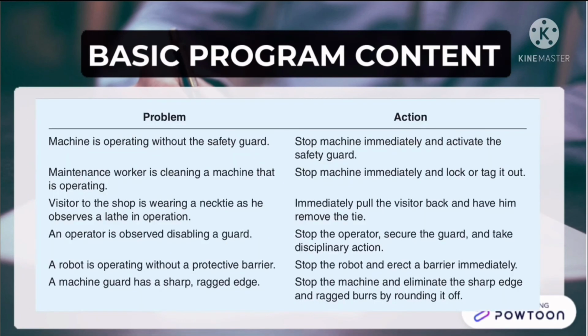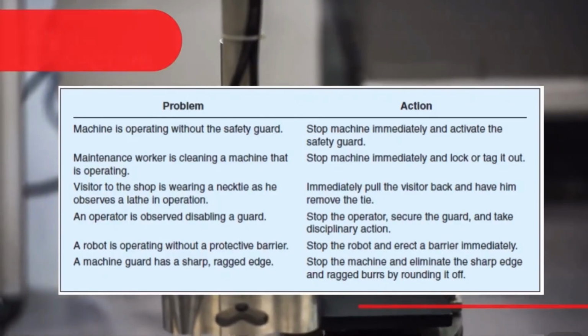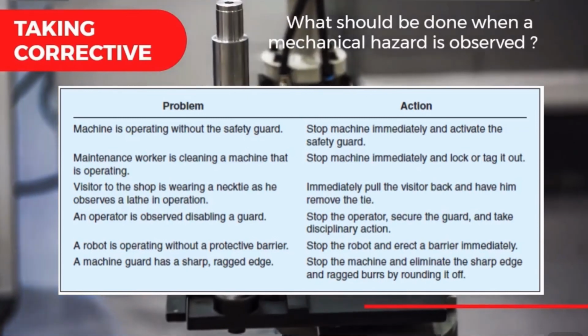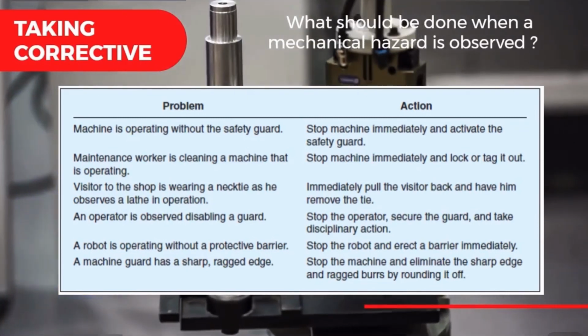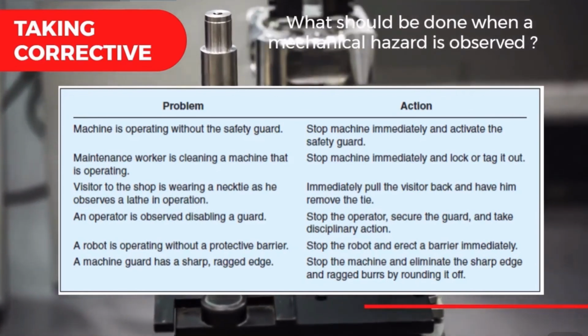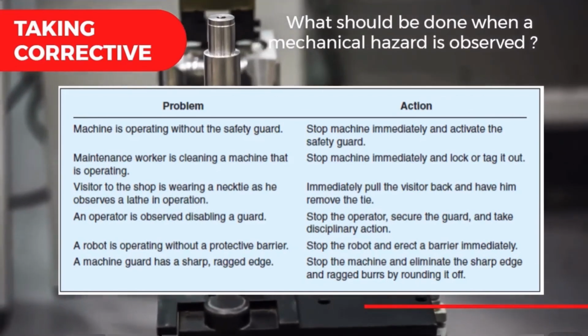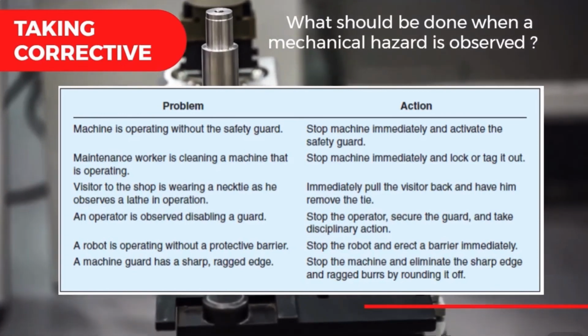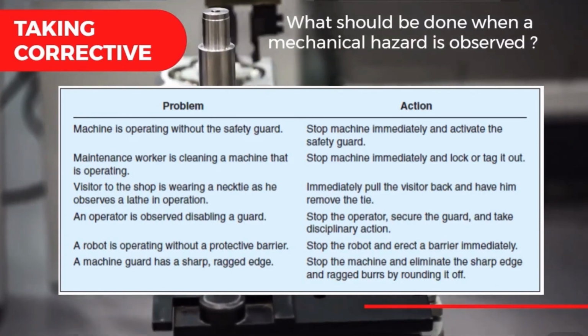Here are a few selected examples of problems and corresponding actions. The last part is taking corrective actions. What should be done when a mechanical hazard is observed? The only acceptable answer to this question is to take immediate corrective action. The specific action indicated will depend on what the problem is. The figure below shows selected examples of problems and corresponding corrective actions.